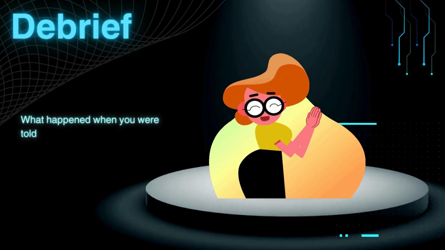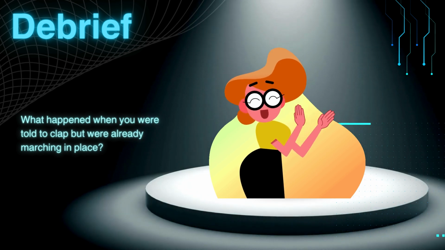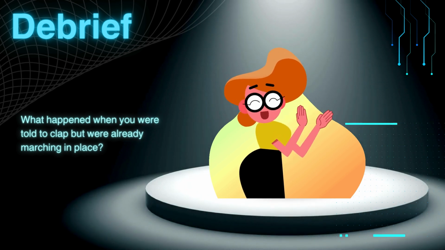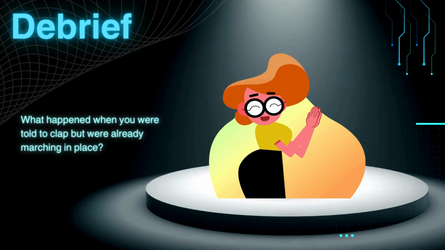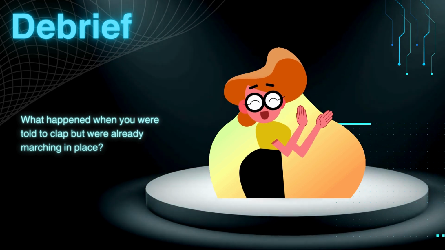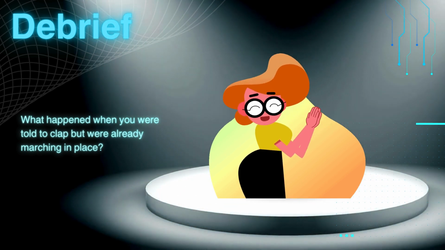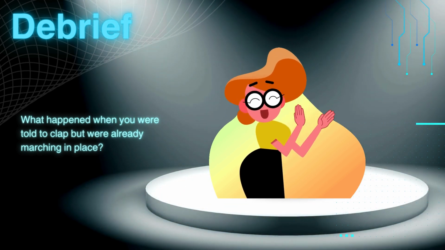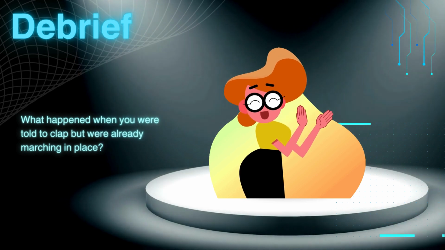Let's debrief. What happened when you were told to clap, but you were already marching in place? What happens if you're told to begin 2 different behaviors at once? It's important to note that multiple behaviors can happen simultaneously with sprites in action.